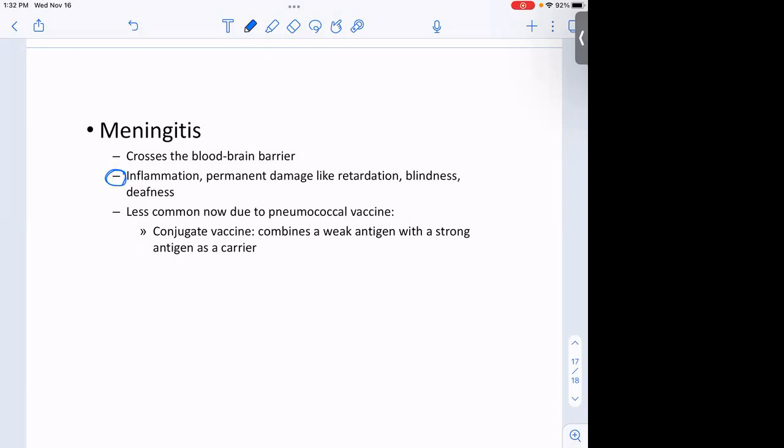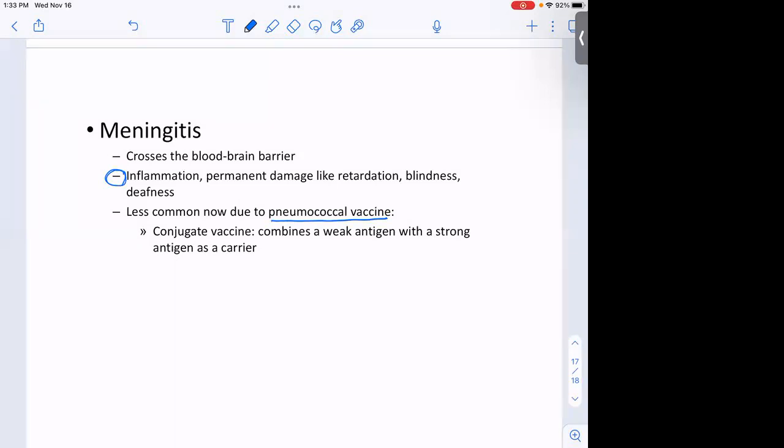So luckily, we have a vaccine for strep pneumonia, which has made meningitis and pneumonia and even ear infections a lot less common. So sometimes we refer to this as the pneumococcal vaccine. This is one of those, remember we talked about a lot of different kinds of vaccines. This is a conjugate vaccine. Remember, a conjugate vaccine takes a weak antigen and conjugates or attaches it to something that's going to be more antigenic and more easily noticed.